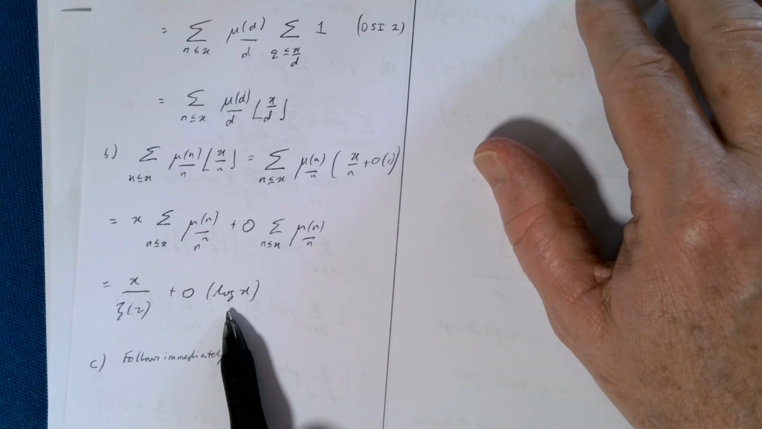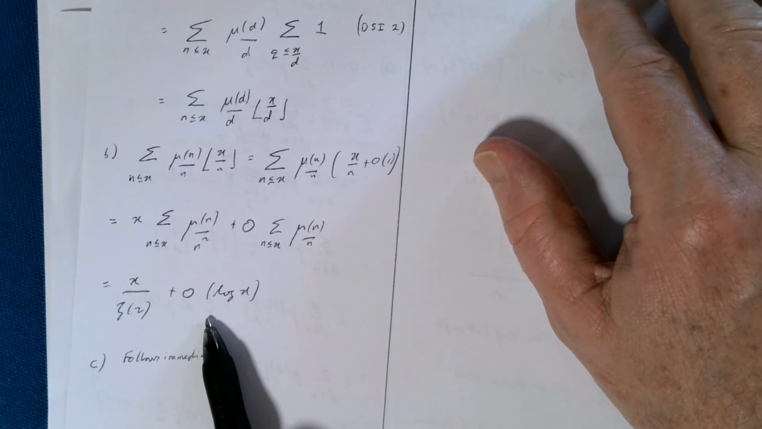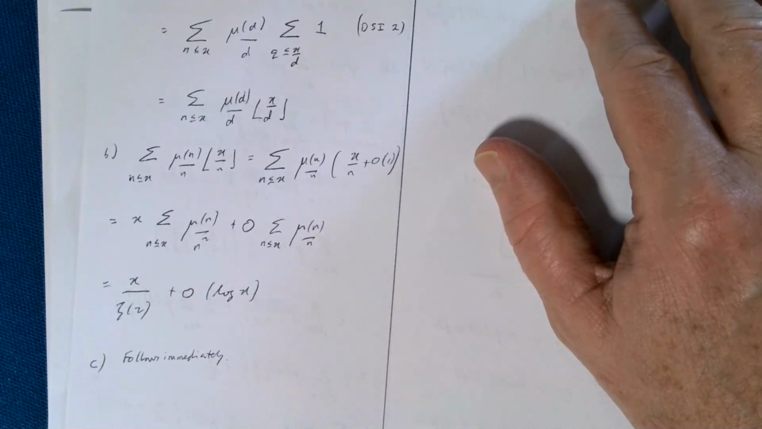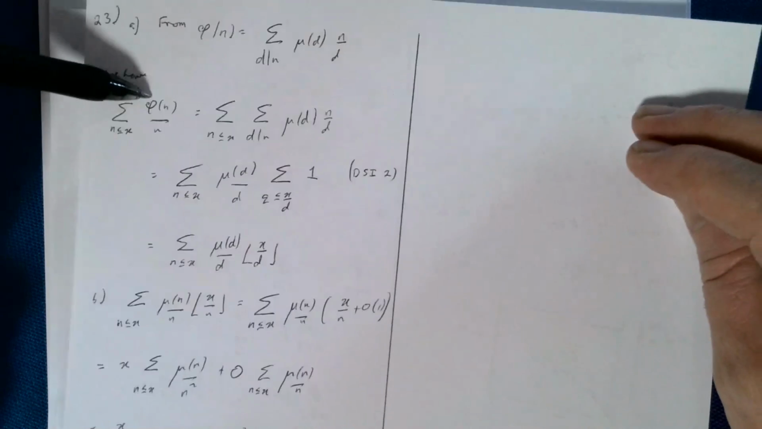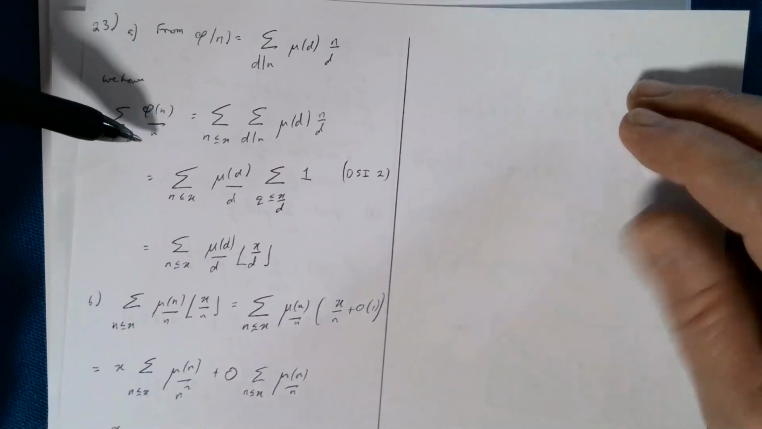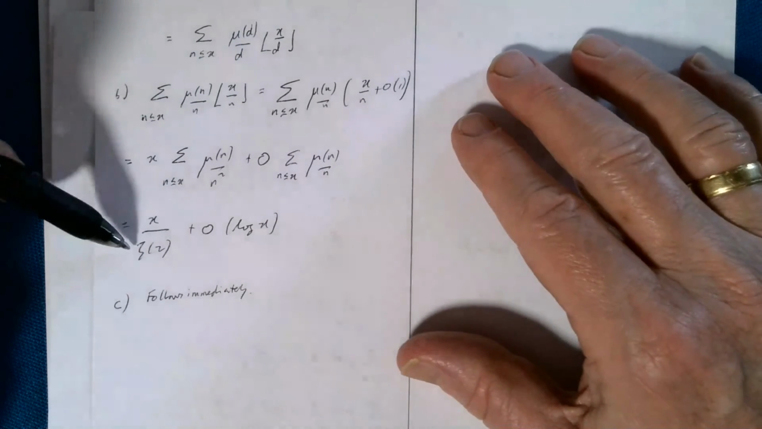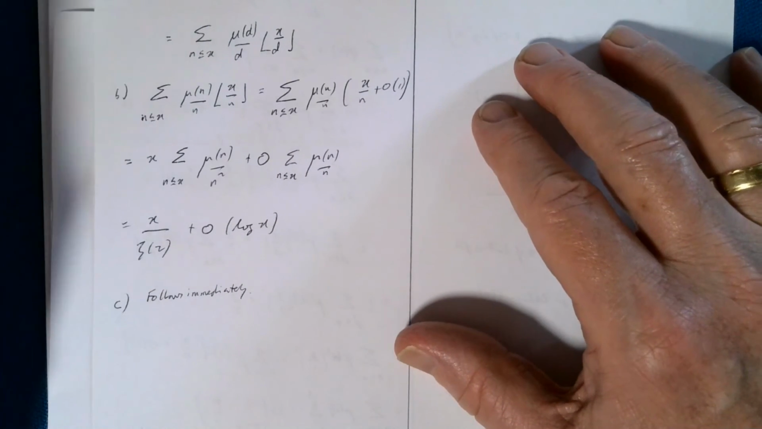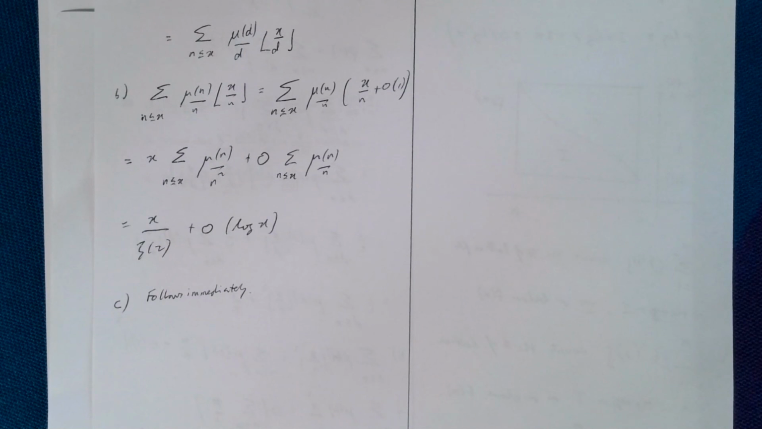And if we plug this back up into the formula that we got up here, then part C follows immediately. That is, the partial sums of phi n over n is equal to x on zeta of 2 plus big O log x. And that's the end of the problems for chapter 3.